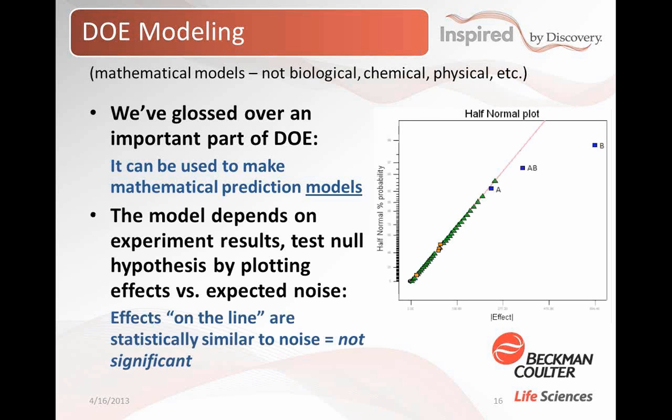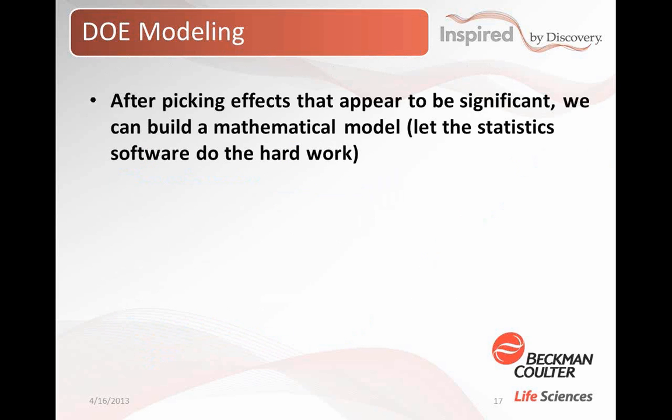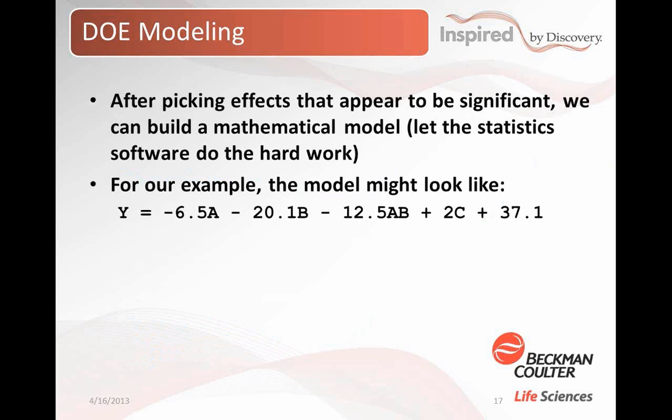The model depends on the experimental results, and you're going to test the null hypothesis of a factor not having any effect by plotting the effects versus any expected noise. Things that look like noise would fall on the line of a half-normal plot, versus those that are a little bit off the line or a lot off the line are those that are not similar to noise, so those might be significant. So after we pick those things that look like they might be significant, we let the stats package do all the hard work, and it builds a model for us.